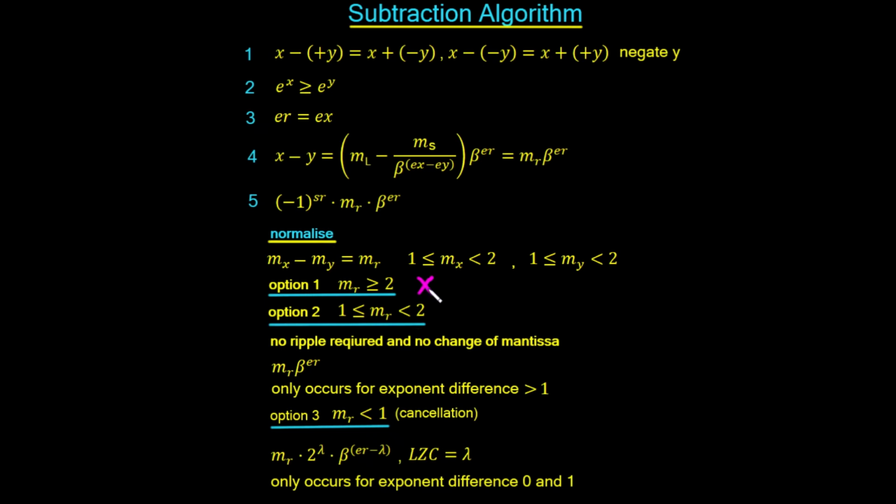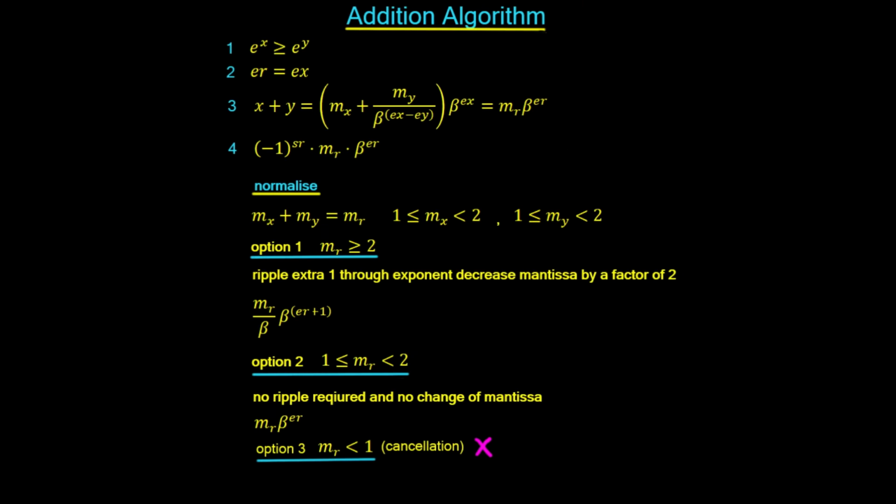So in the subtraction, we're going to have two options here that we're going to work through. We're going to have option 2 and option 3. So these are two options for the subtraction. Now we're also going to have two options for the addition, and that's option 1 and option 2. So in effect, we've got four things that we need to do.